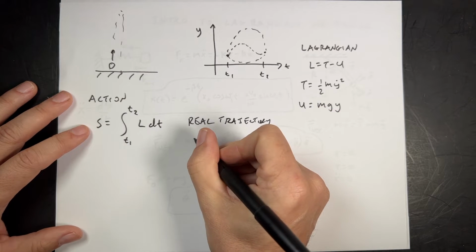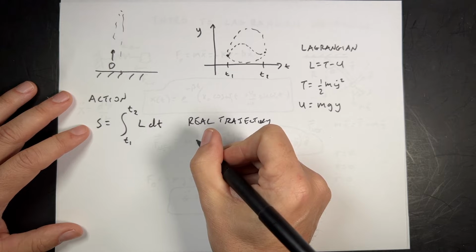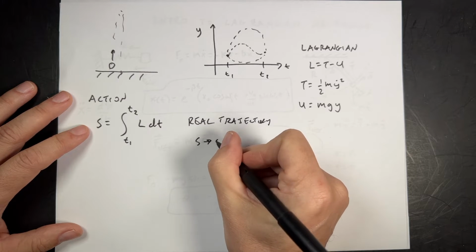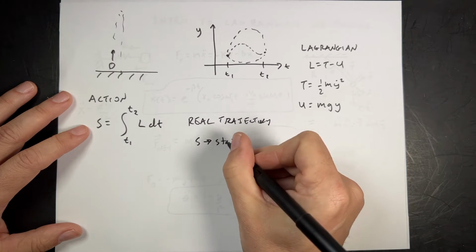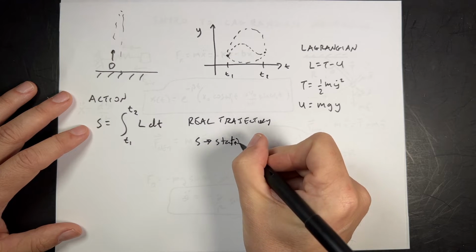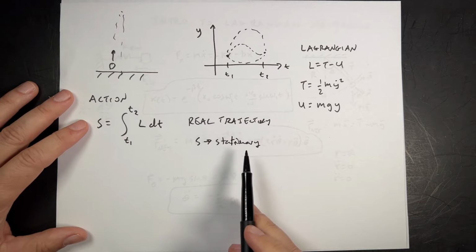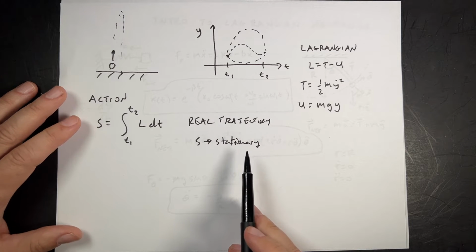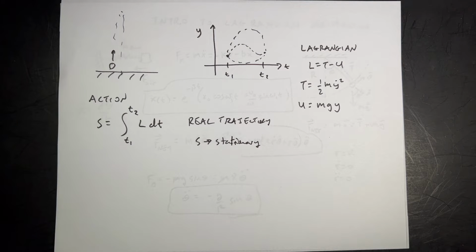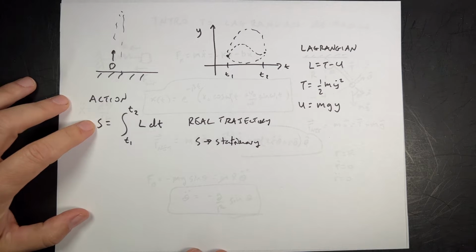is when S is stationary. Stationary. It's really hard to spell, I promise you that. So that means it's sort of like a max-min problem, but it could be, as long as the derivative is 0 with respect to the variables. And this is actually not a max-min problem.